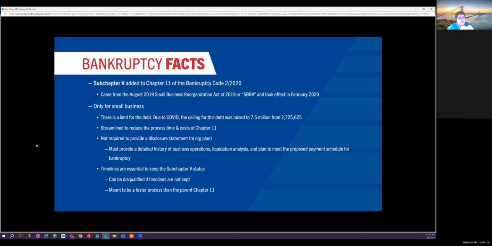It was created as a way to expedite the filing for smaller companies at a definitely more economical cost. In addition, the trustee is not an adversary towards them. Rather, the trustee is trying to help them get payments in so that they can come out with, I'm getting ahead of myself, but anyway, streamlined to reduce the process and cost of Chapter 11, as I said, and then not required to provide a disclosure statement or a reorg plan.